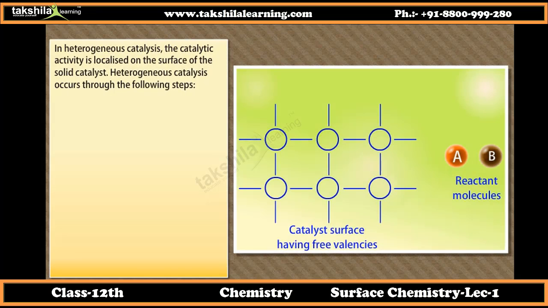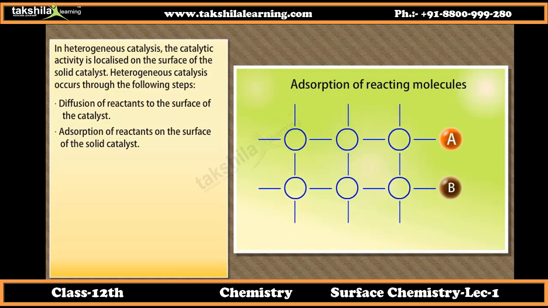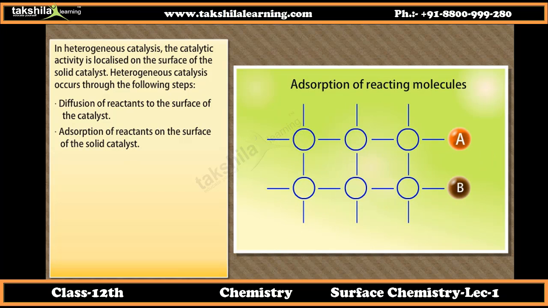In heterogeneous catalysis, the catalytic activity is localized on the surface of the solid catalyst. Heterogeneous catalysis occurs through the following steps: diffusion of reactants to the surface of the catalyst, adsorption of reactants on the surface of the solid catalyst.